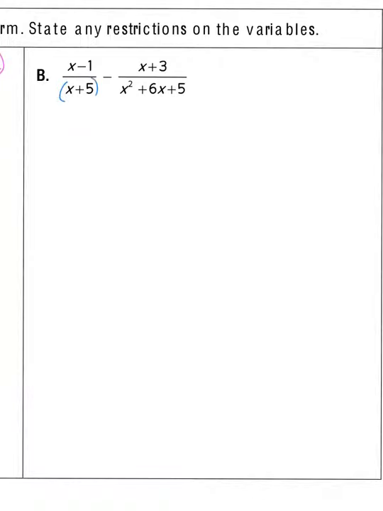This is not factorable, but the trinomial factors into x plus 5 and x plus 1. And so that one goes away. My LCM is equal to x plus 5, x plus 1. So this one has the LCM, so all I have to do is distribute this negative. This one is missing the x plus 1.